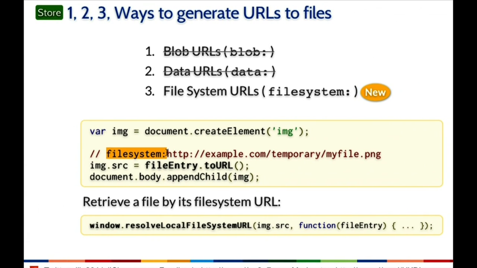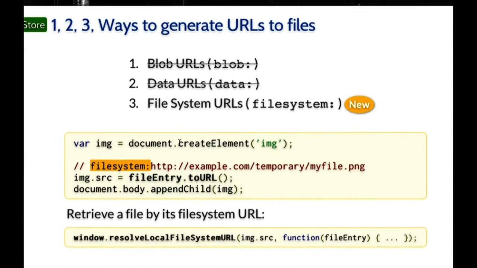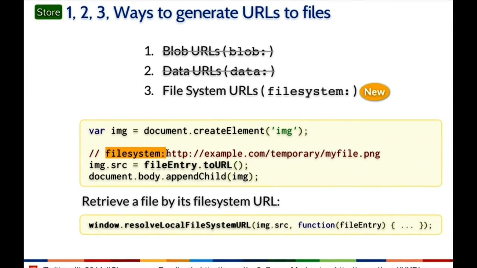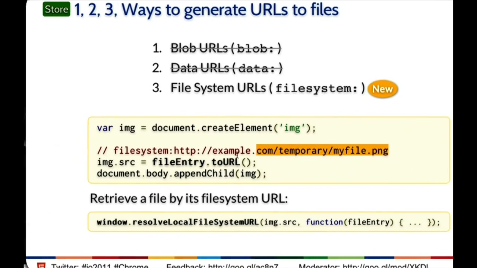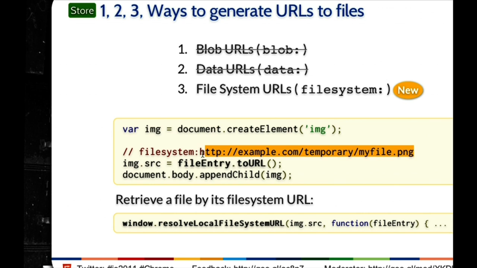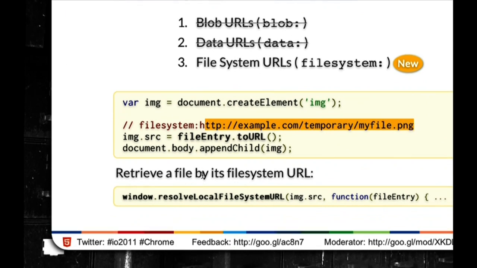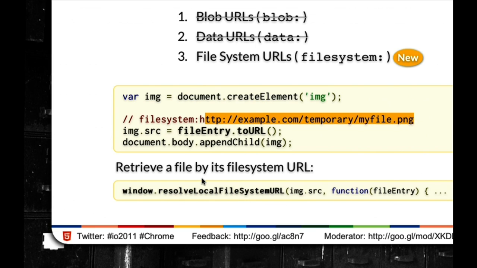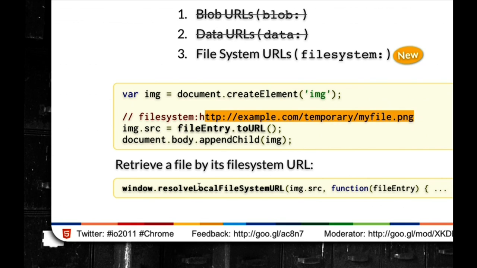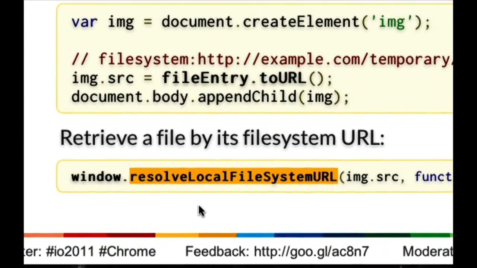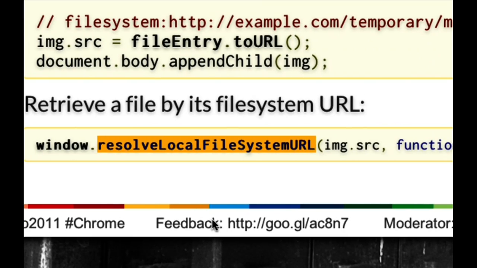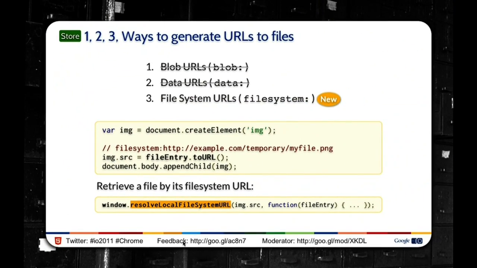So you can call the file entry.toURL to get, Arne's highlighting the scheme of this. This is what you get: a filesystem: the origin of your application, and then sort of the relative path within the sandbox. And you can append that to DOM, use that as an image source, an href, a script source. So very cool. You can take your entire application offline in the file system. There's a resolveLocalFileSystemURL call. So if you have one of these saved file URLs, you can pass it to this method, and then it'll give you a file entry object that you can manipulate with the API.